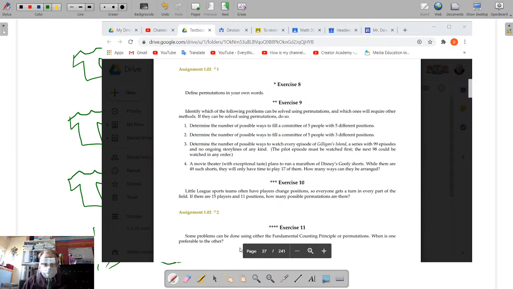And now to turn the questions back on. So number 8, define permutations in your own words. So the permutations are a way to figure out the number of ways to arrange a given group of objects when order matters.